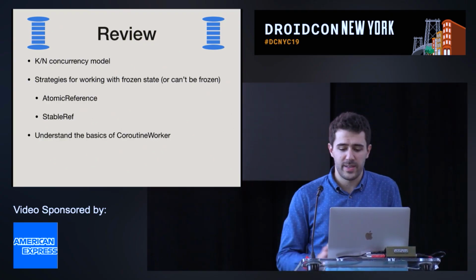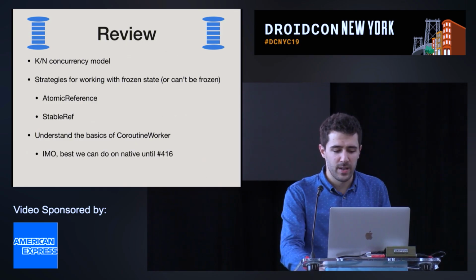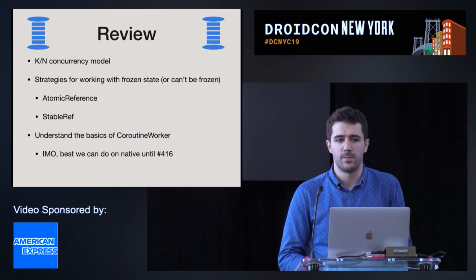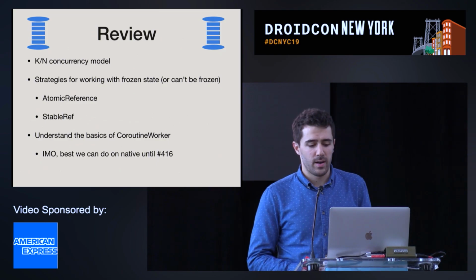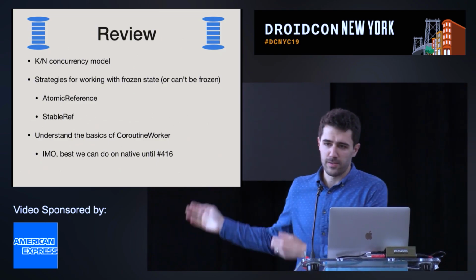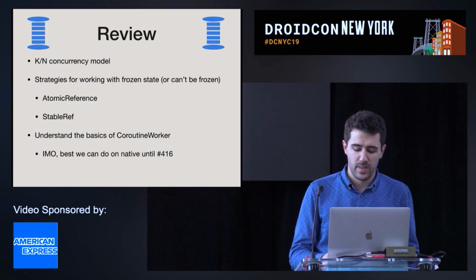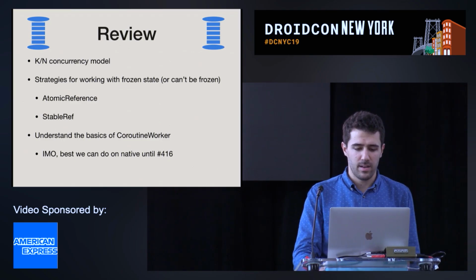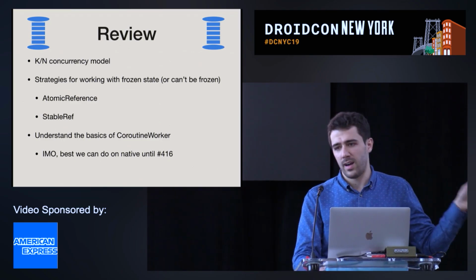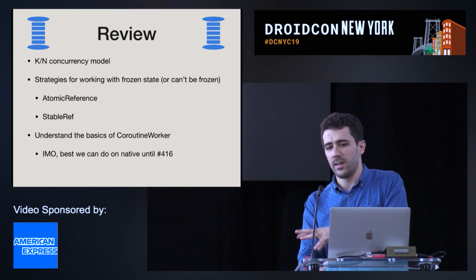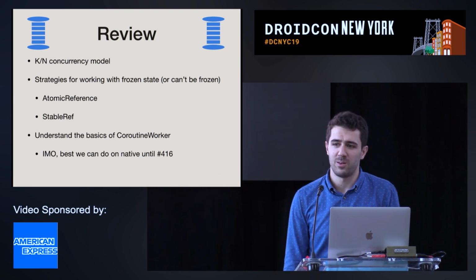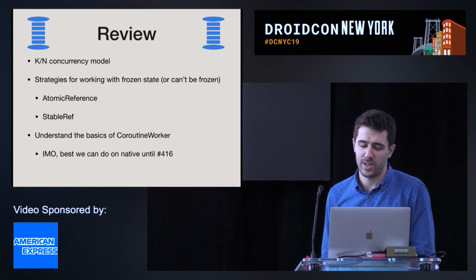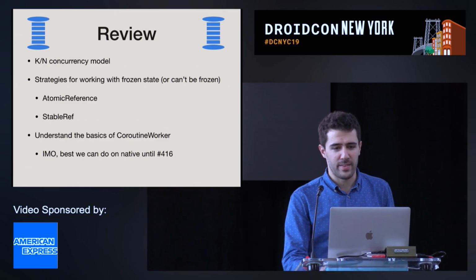And then we went through and understood the basics of coroutine worker. And in my opinion, this is sort of the best that we can do in terms of multi-threaded coroutine-like work inside of our code until issue 416 is fixed. There's active work going on with that in both Kotlin Native and in coroutines. So hopefully one day we can throw out coroutine worker, and this talk will be just like a thing that I put next to deprecated when that happens.